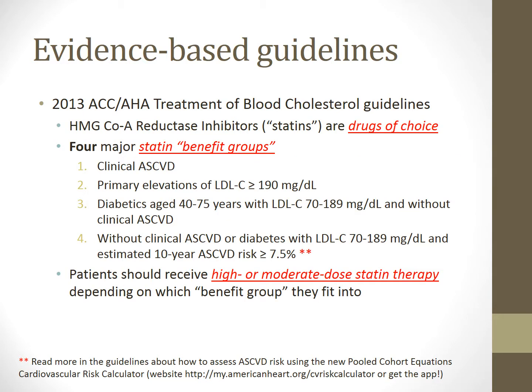AHA guidelines note that HMG-CoA reductase inhibitors, or a group of drugs that we commonly call statins, are the drugs of choice for the treatment of blood cholesterol in adults. Now, there are 4 major statin benefit groups that are listed here on this slide. And there are 2 things that I want to point out.